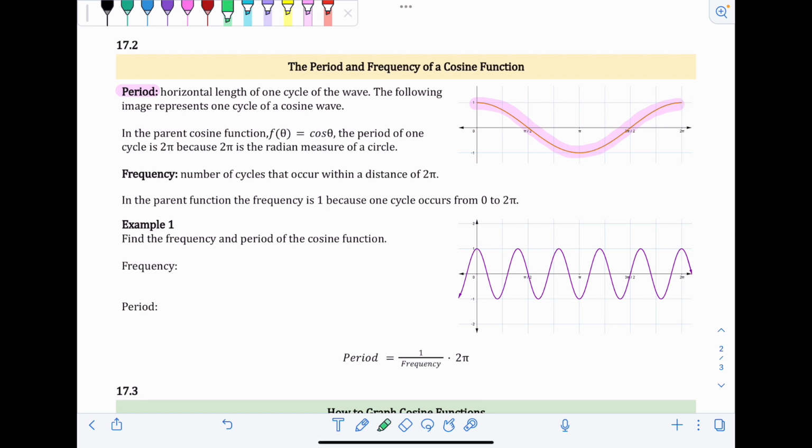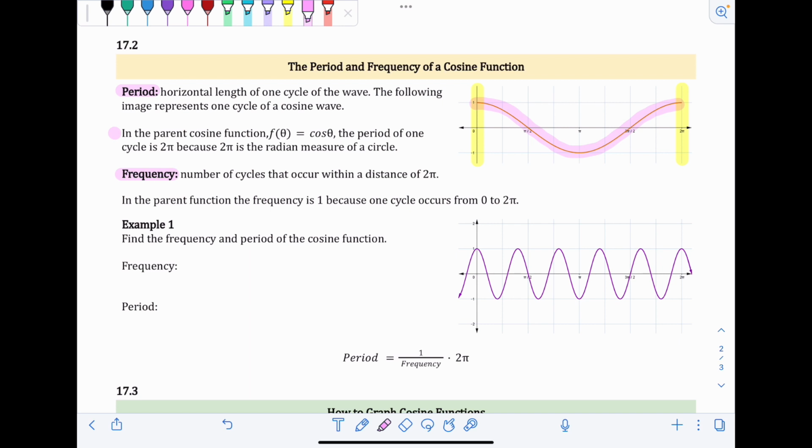So the period is that length, and this one goes from 0 to 2 pi. It's how long it takes before it starts to repeat itself. So in the parent function, the period of one cycle is 2 pi, and that's because the parent function comes from just one rotation around the unit circle. Frequency is the number of cycles that occur within a distance of 2 pi.